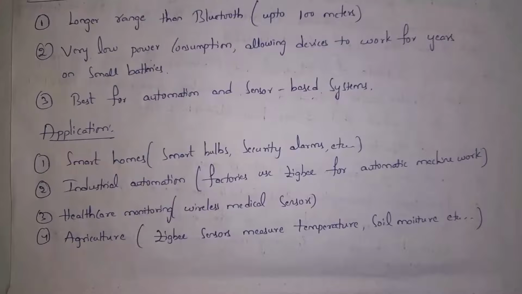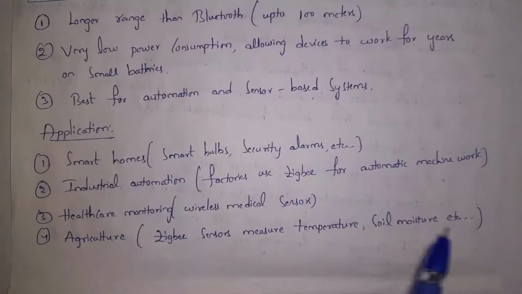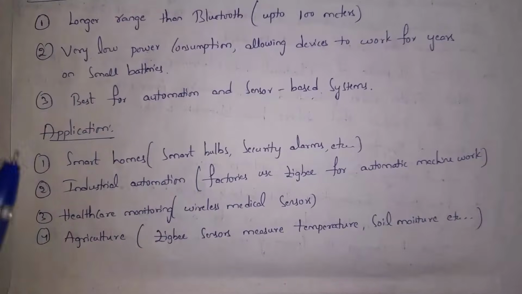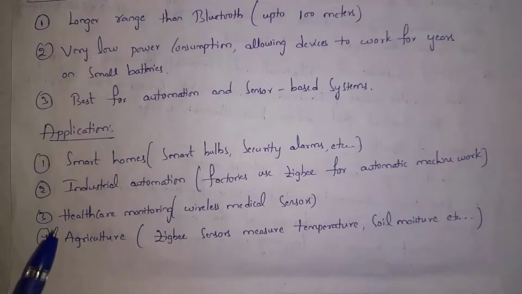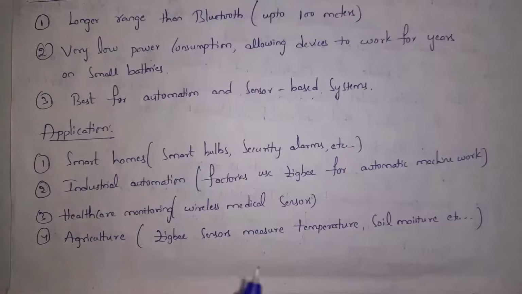Yes, if you consider smart bulbs and security alarms, these devices contain sensors, and the sensors work based on Zigbee technology. And also we use Zigbee in industrial automation in order to make machines work automatically, and we also use Zigbee in healthcare monitoring, where medical devices contain sensors, and those sensors work based on Zigbee technology. Guys, we also use Zigbee technology in agriculture monitoring in order to measure temperature, soil moisture, etc. All these are applications of Zigbee.